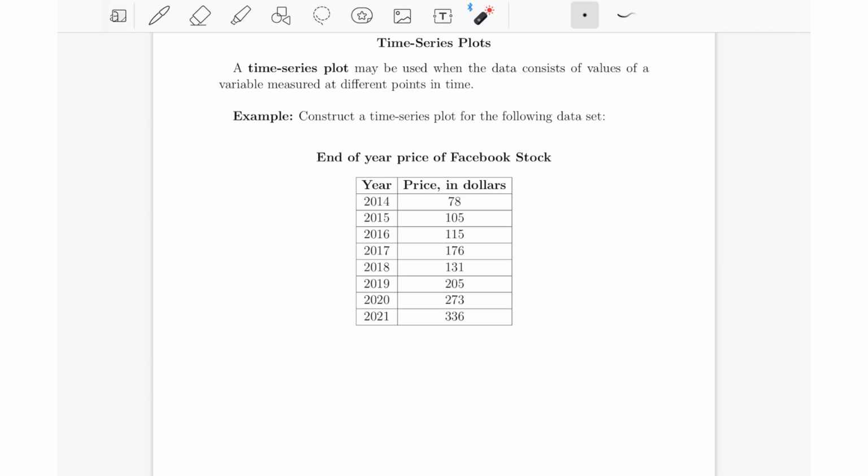So the last graph we're going to talk about is called a time series plot. And a time series plot is really useful when the data consists of values of a variable measured at different points in time. So it's really useful in determining how a variable changes over time. So here's a good example, and this is real data of the end of year price of Facebook stock over the past 8 years. Okay, so at the end of 2014, the price of one Facebook stock was $78. That's how we're interpreting this. And this is, again, the real data. I looked this up myself, so I can confirm.